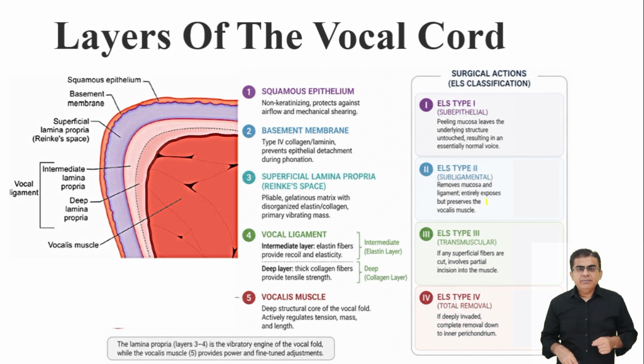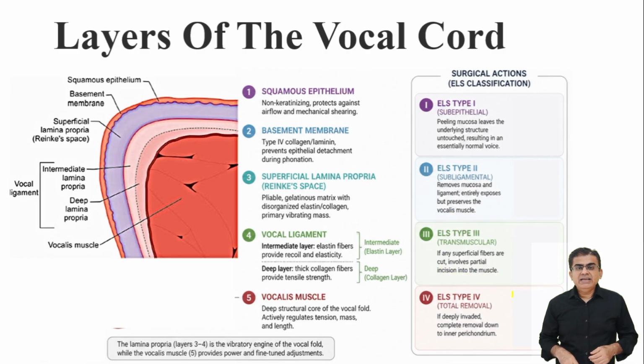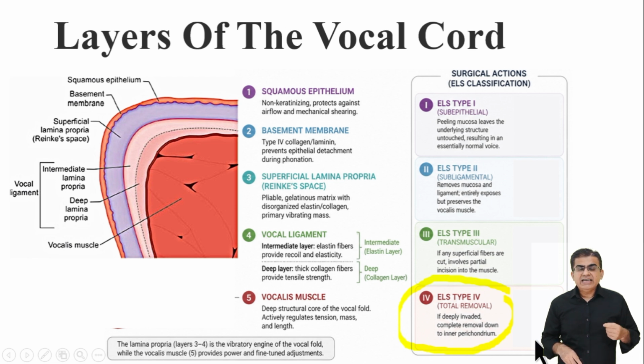Now, what happens if the cancer infiltrates even deeper? The moment your laser cuts even a single fiber of vocalis muscle, it becomes an ELS type 3 cordectomy. Finally, if the tumor is very deeply invasive, we perform an ELS type 4 cordectomy. This is total excision. We remove the entire vocal cord right down to the inner cartilage. You must understand these exact layers before every single TLM surgery.